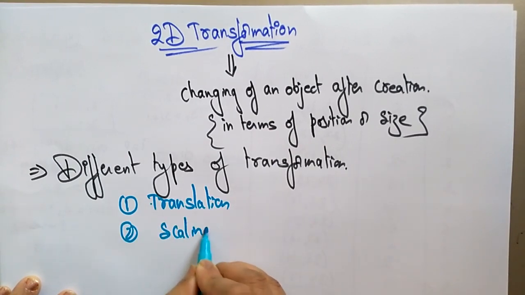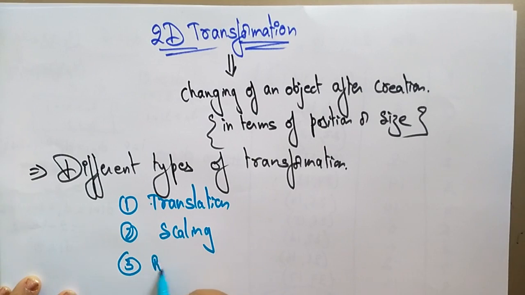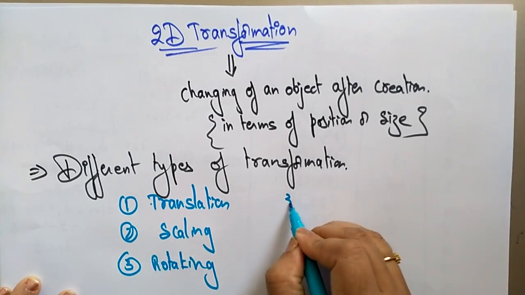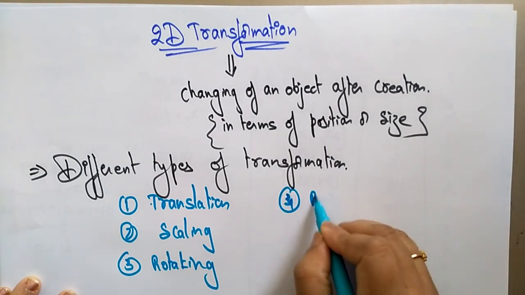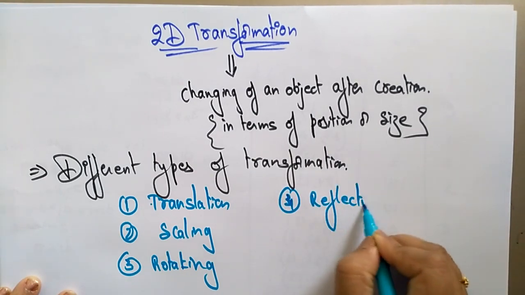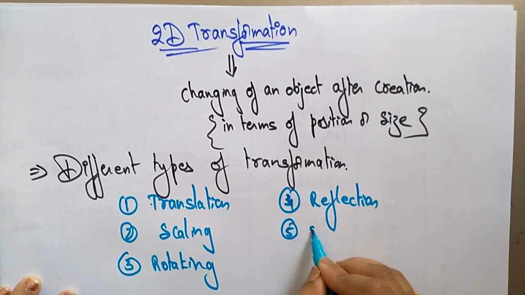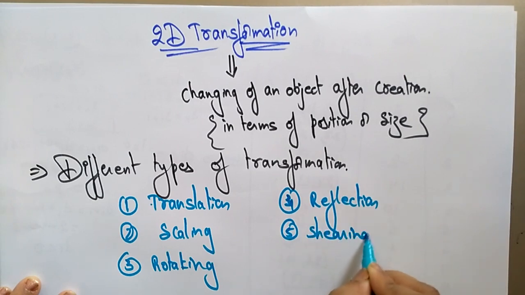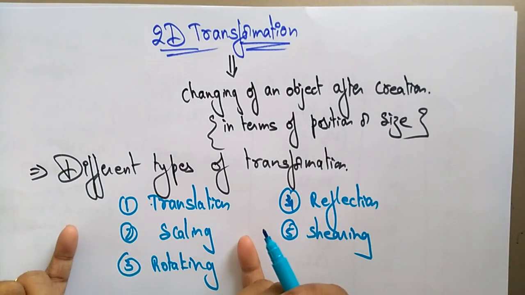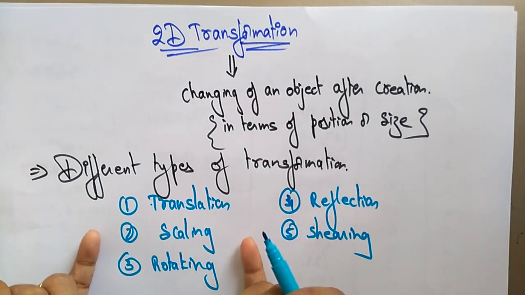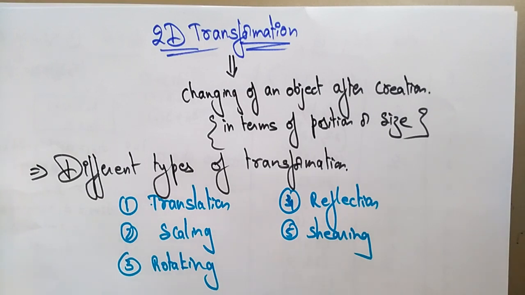The different types of transformations are translation, scaling, rotation, reflection, and shearing. So these are all the different types of transformation. Let me explain each and every transformation, that is, 2D transformation, by taking examples.